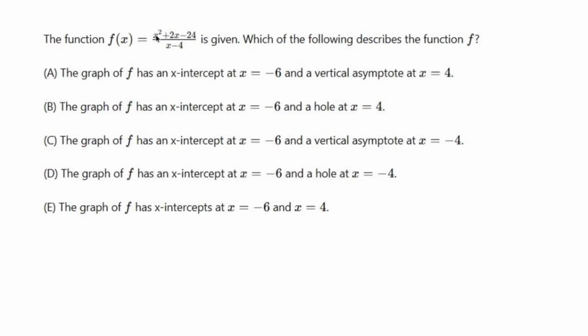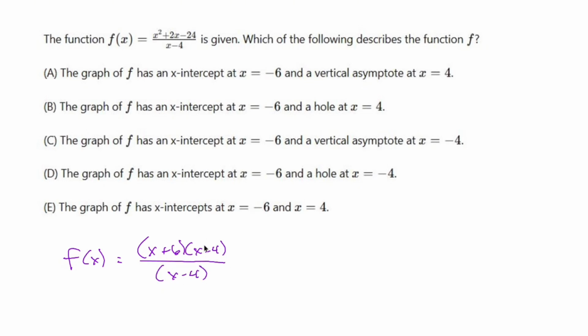The function f of x equals x squared plus 2x minus 24 over x minus 4 is given. Which of the following describes the function of x? We're talking about x-intercepts, vertical asymptotes, or holes here. So what we need to do is factor the numerator and see what we get. If I rewrite f of x, two numbers that add up to 2 and multiply out to negative 24 are x plus 6 and x minus 4, all over x minus 4.